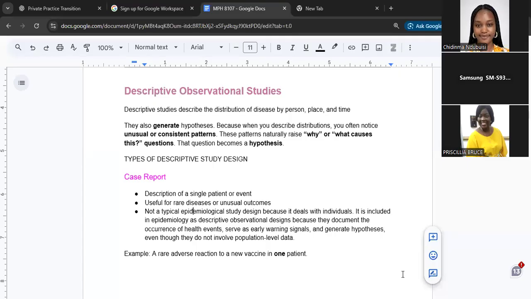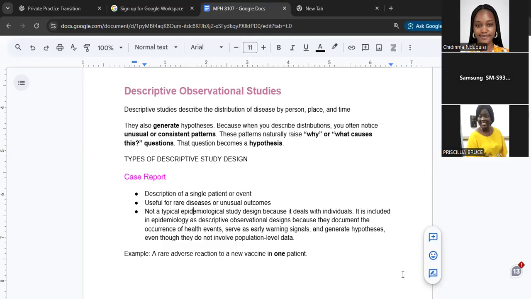Now, that is a rare event, and it has to be documented. We cannot just ignore it. So that's case reports. For case reports, we're dealing with one patient, one person. And usually it is in cases of maybe rare diseases or unusual outcomes, something that we are not expecting, and then we see it. We have to do a case report on that thing.